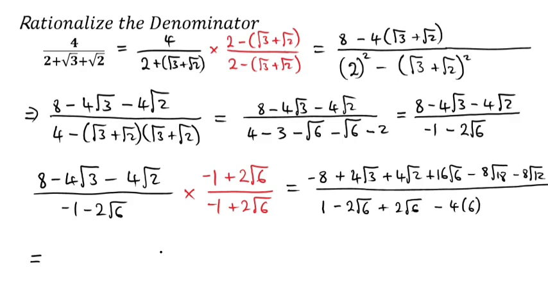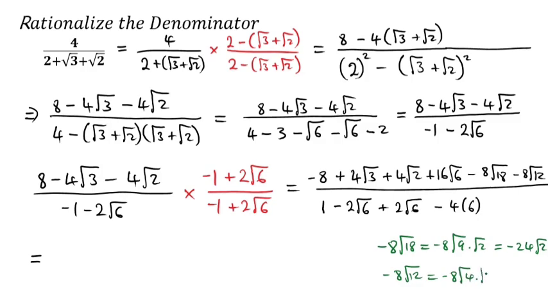Okay, so what do we get? In the numerator, we have that root 12 and the root 18. Those two can be simplified. So let me just simplify that part first, then we'll come and substitute. That negative 8 root 18 is as good as negative 8 root 9 times root 2, because remember, 9 times 2 is 18. So this will give us negative 24 root 2. Same thing, negative 8 root 12 can also be simplified. So that will become negative 8 root 4 times root 3. That will give us negative 16 root 3.